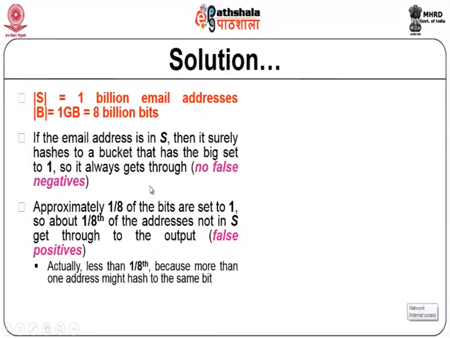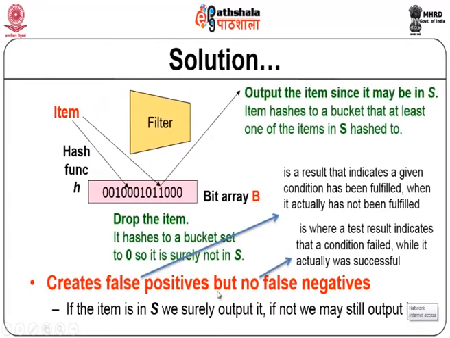Actually speaking, 1/8 of the bits are set to 1, and therefore, 1/8 of the addresses which are not in S get through the output. This is known as false positive. Actually, 1/8 is very less, and less than 1/8 is what comes into the picture when we are trying to address, say, 1 bit from your bucket. So, as mentioned earlier, this methodology will create false positives, but it will not result in false negatives.